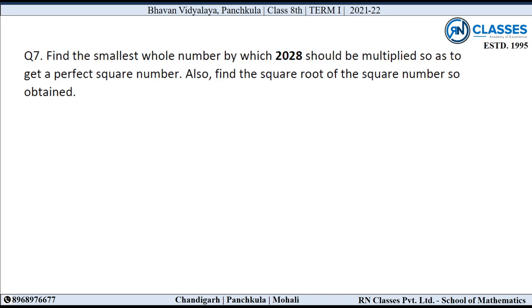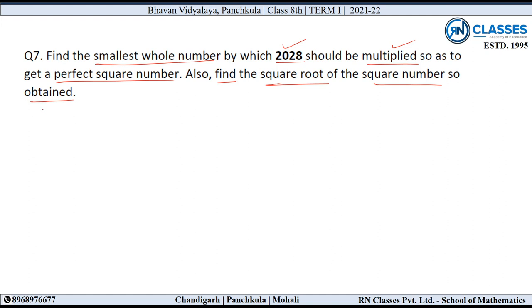Question 7. Find the smallest whole number by which 2028 should be multiplied so as to get a perfect square. A perfect square will only be formed when we multiply it with something. Also find the square root of the square number so obtained. Now, what do we multiply 2028 with? What do we do with this?